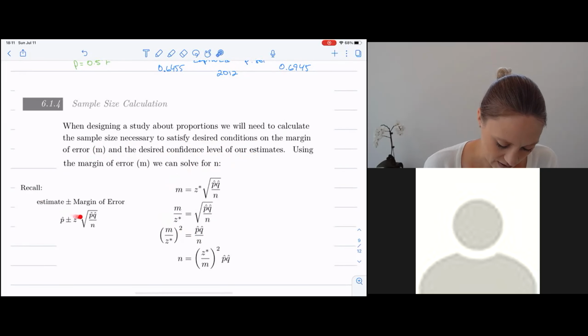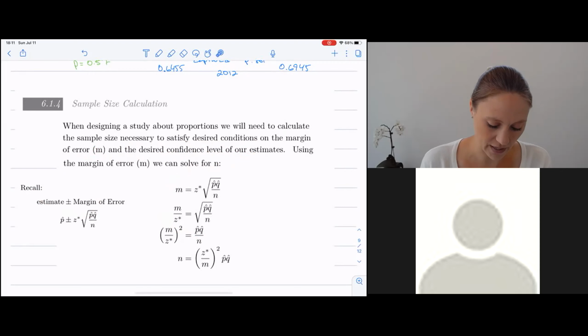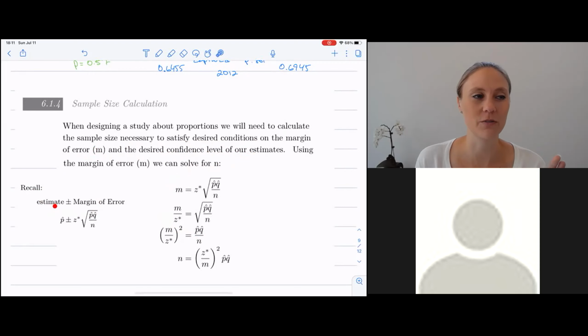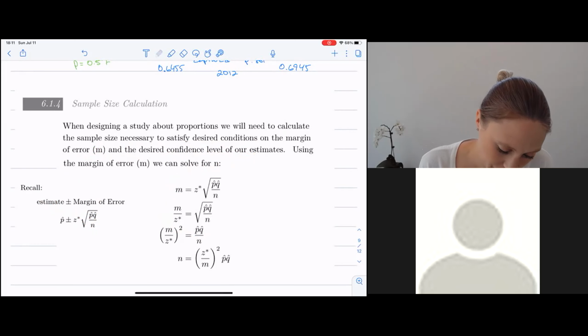And I've got it in the sidebar here. So remember that any confidence interval is the estimate, so you've got your best guess plus or minus the margin of error. And in this case, our margin of error is Z star times the root of P hat Q hat over N. So that's why I've said M.